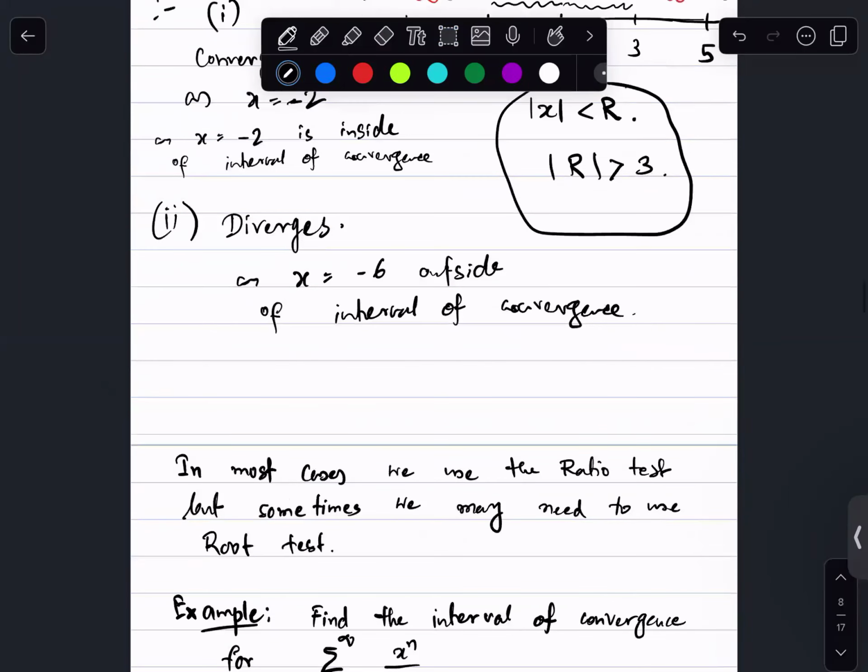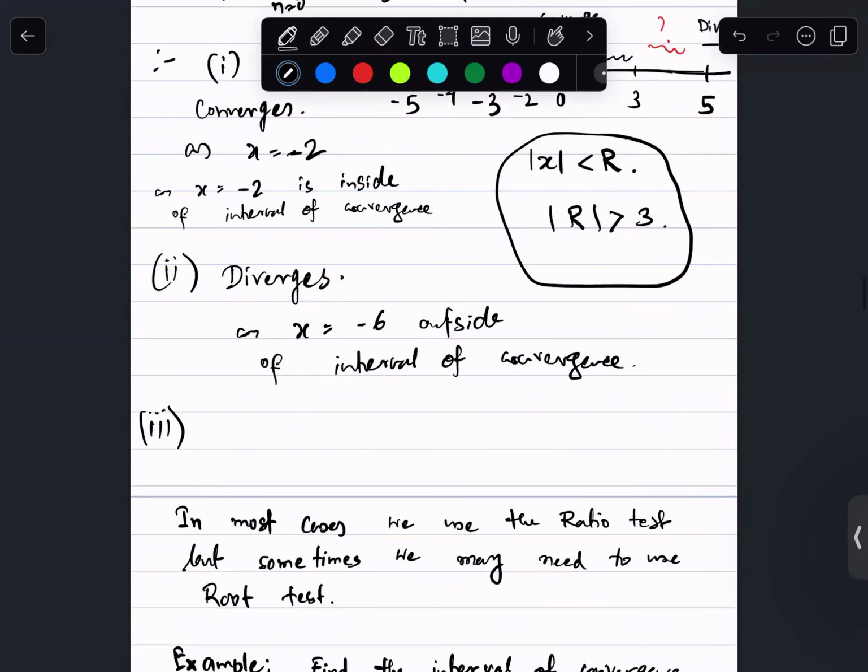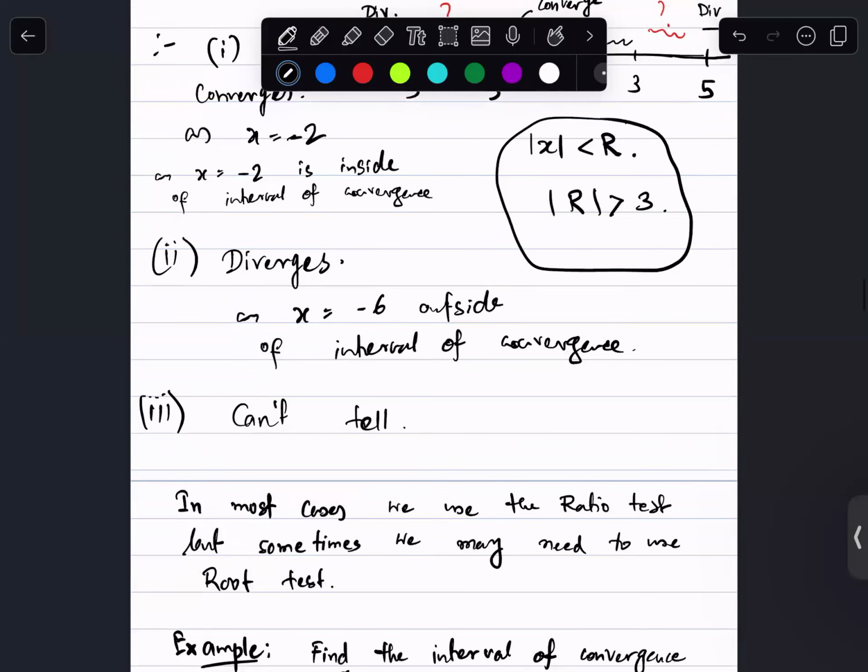Okay. For the problem 3, when I take x equal to -4, that is in this unknown region, right? Somewhere here. So therefore, we cannot tell if the series converges or diverges.